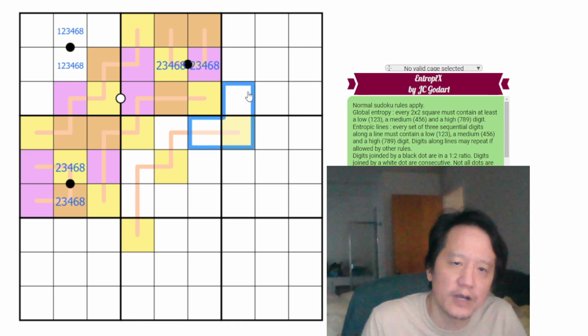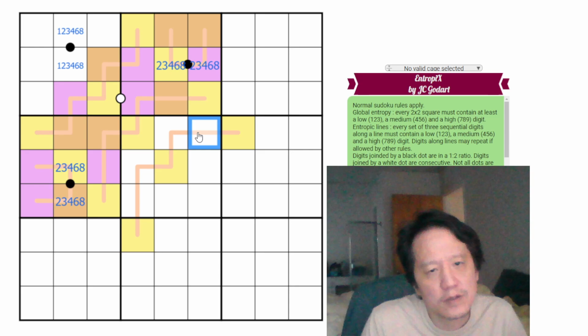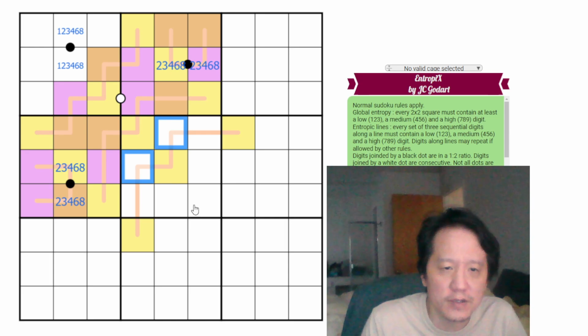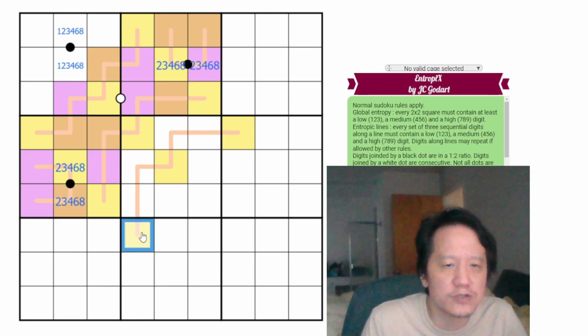So this has to be some combination of orange and pink. This is some combination of orange and pink. This is some combination of orange and pink. So orange one has to be one of those two, which is fine. Some combination.